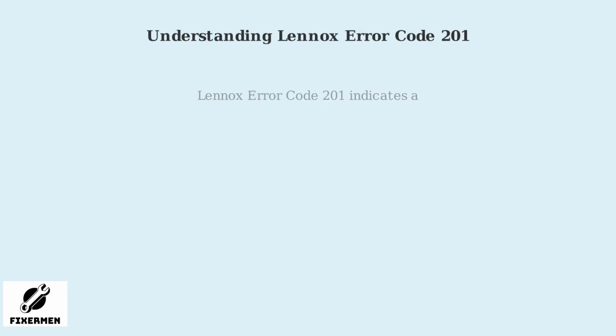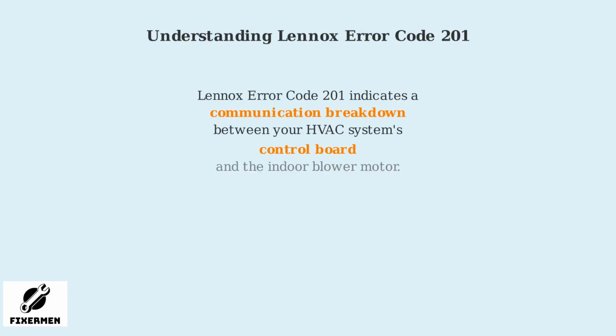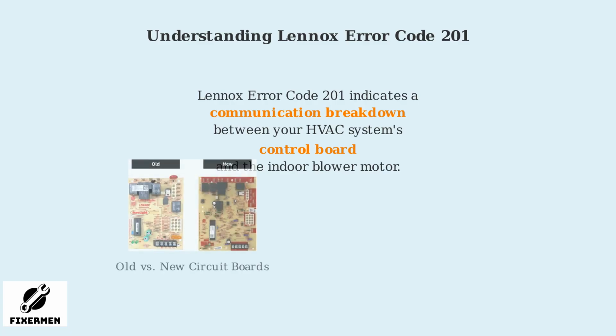Lennox Error Code 201, commonly called lost communication with indoor blower, signals a breakdown in communication between the system's control board and the indoor blower motor. This disruption can cause the HVAC system to shut down or operate inefficiently. The error protects the system by preventing unsafe operation, such as motor burnout or fire risks when communication fails.